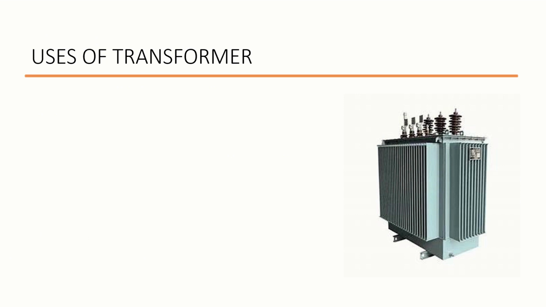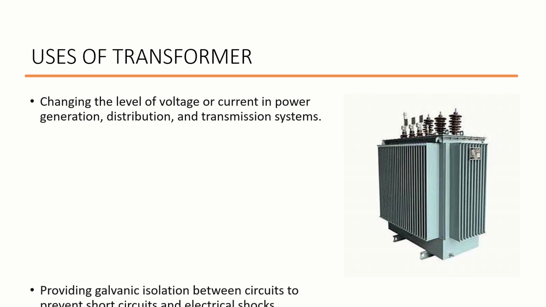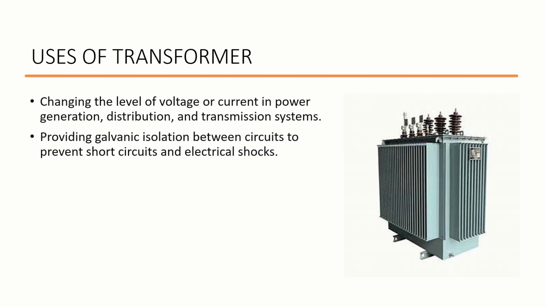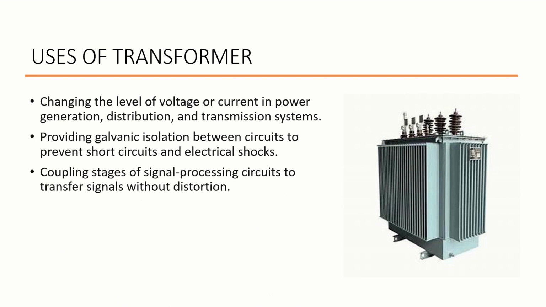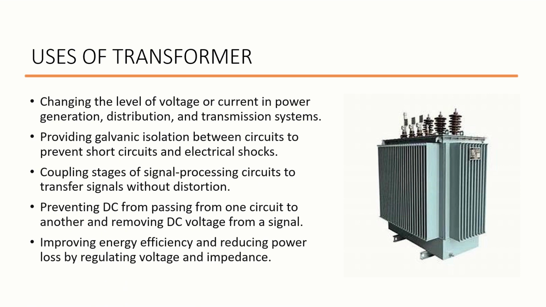Uses of transformers. Changing the levels of voltage, providing galvanic isolation between circuits, coupling stage of signal protection circuit to transfer signal without distortion, preventing DC from passing from one circuit to another, improving energy efficiency and reducing power losses.